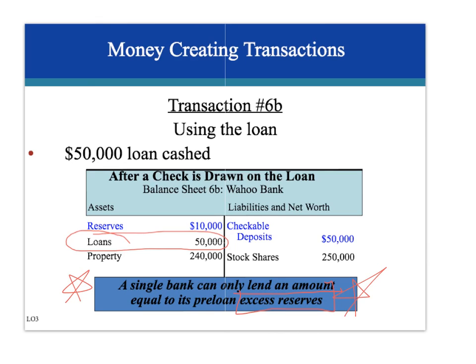And the process works in reverse. When the loan is paid back, the amount of the checkable deposit decreases. And so money is destroyed.